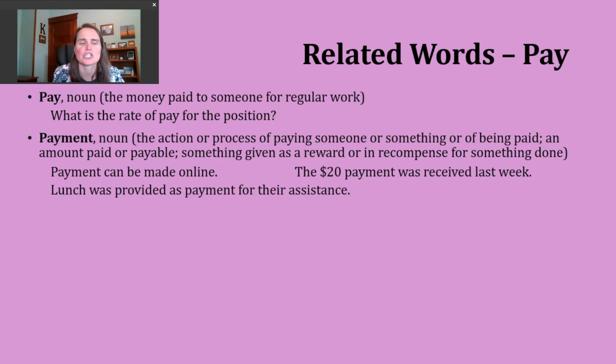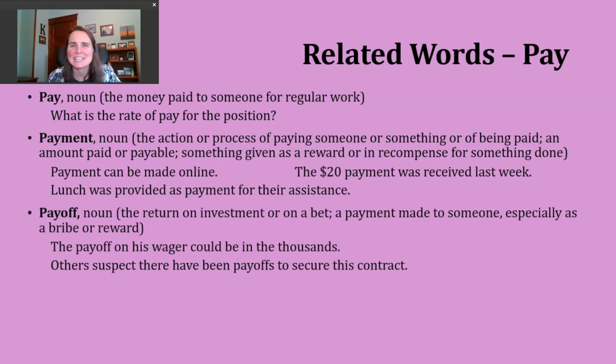Now, another related word we'll discuss is the noun payoff. This can refer to the return on investment or maybe the return on a particular bet. That second definition is what I have used in my example sentence. The payoff on his wager could be in the thousands. So I'm personally not all that into gambling, but I know many people are. Kind of that idea of, if I bet X, right, I might get Y or a return on that wager.